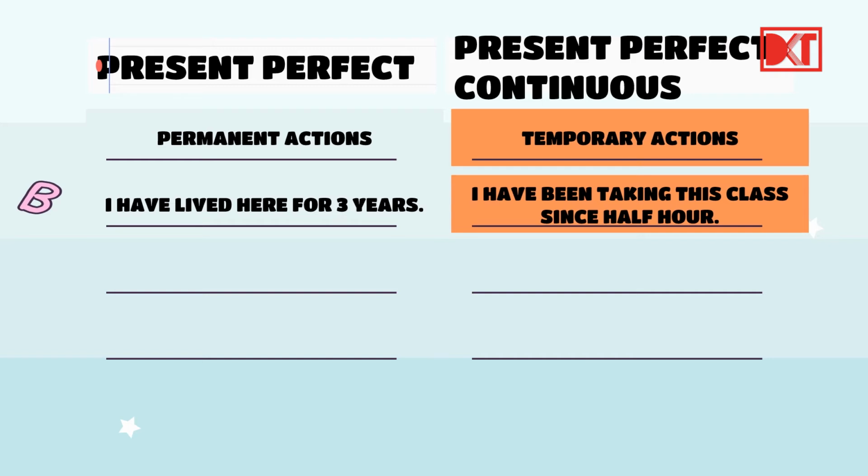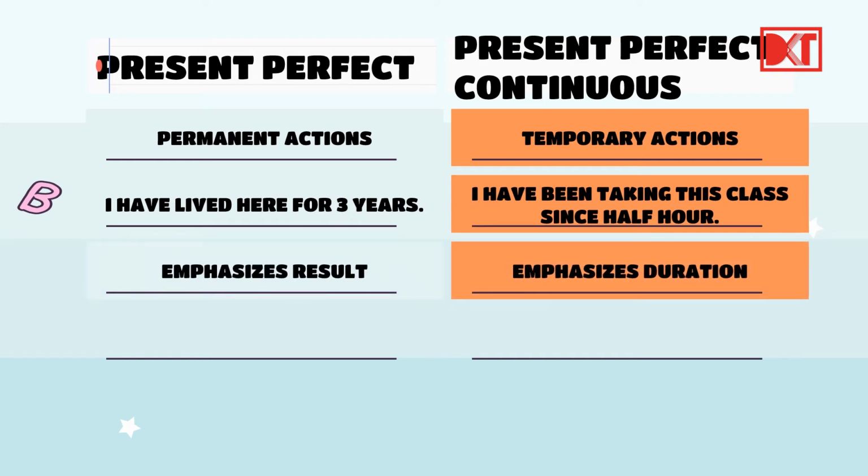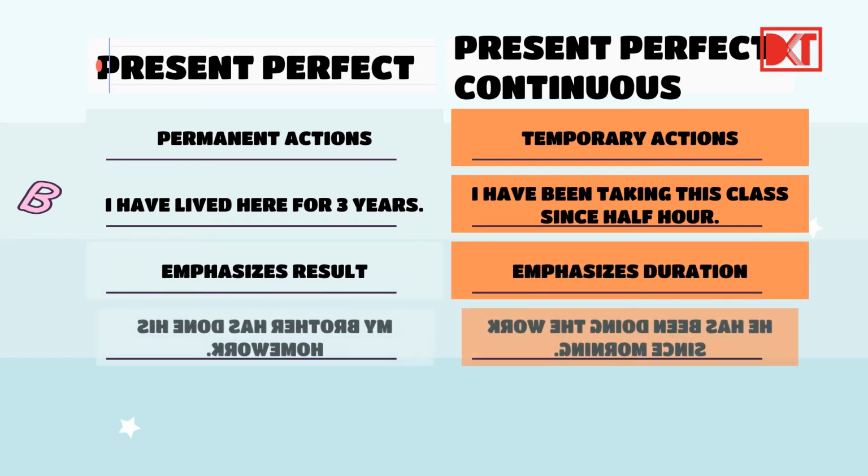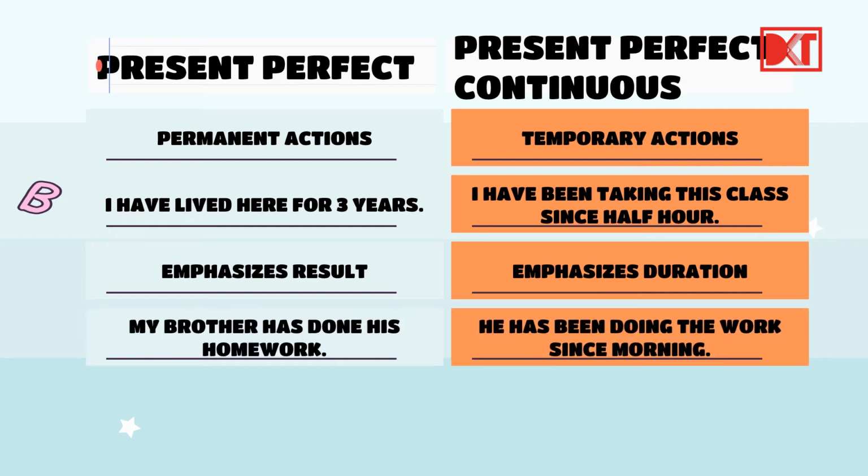Here let's see a few more uses for present perfect and present perfect continuous so that you have clarity as to when they are used. Like present perfect is used when you're talking about permanent actions. Like I have lived here for 3 years, so it's a permanent action. But for temporary actions, like I have been taking this class for half an hour, we use present perfect continuous.